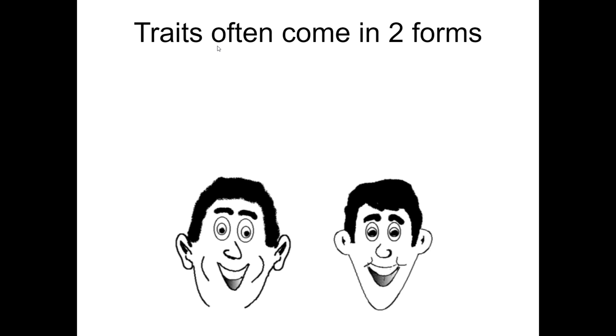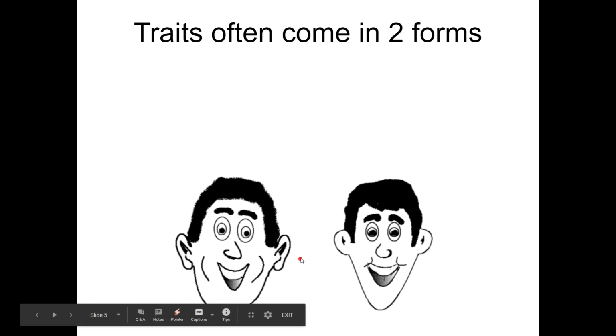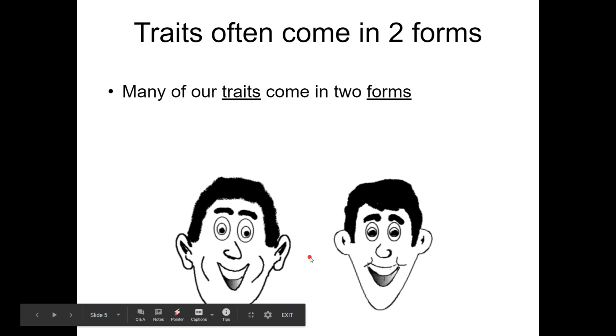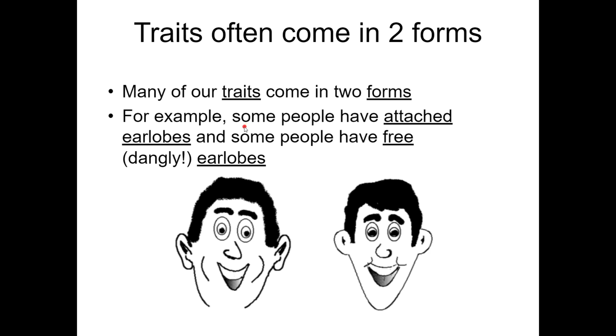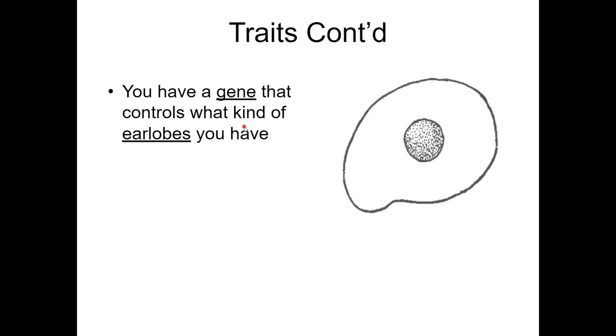So traits often come in two forms. As you can see from this picture, we've got earlobes that are attached and earlobes that are detached. And that's basically what I say here. You have a gene that controls what kind of earlobe you have.